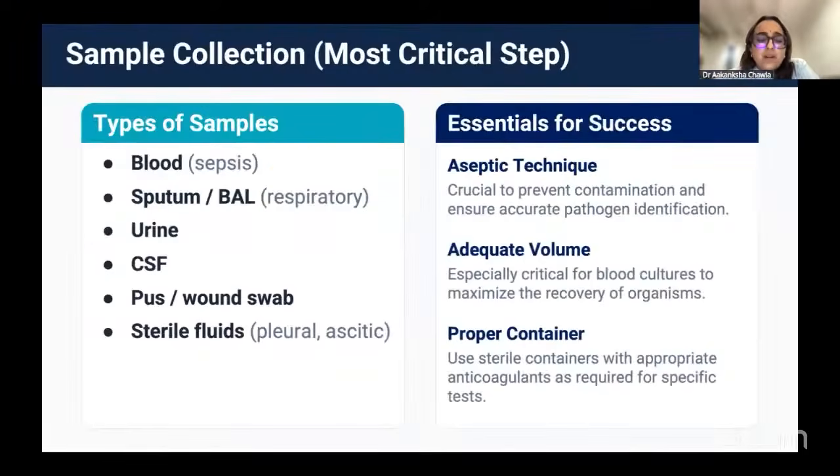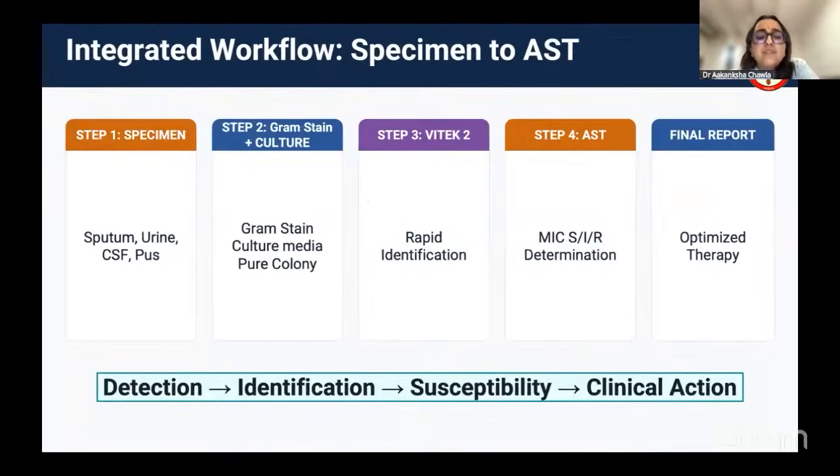Now, apart from blood, there are other samples like sputum, bile, urine, CSF, pus. So again, a very similar pattern for the other samples as well. You must first do a gram stain. And then of course, the culture is put. Then again, after the colony grows on the culture media, it is processed, put into the Vitek 2 for identification and sensitivity, and then it gives you the final report. So a similar workflow is followed for the rest of the samples apart from blood.